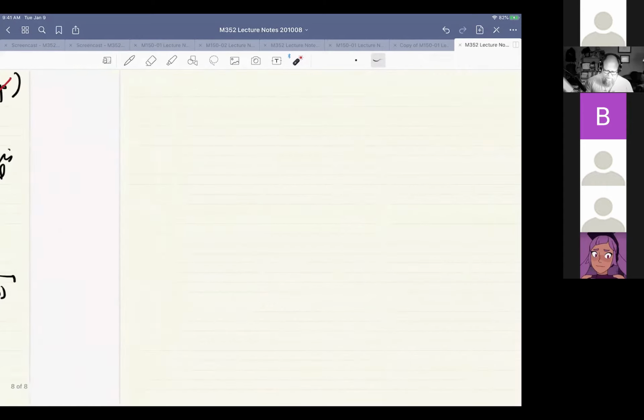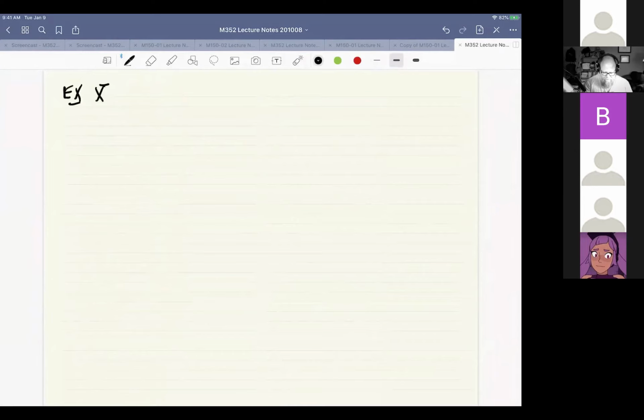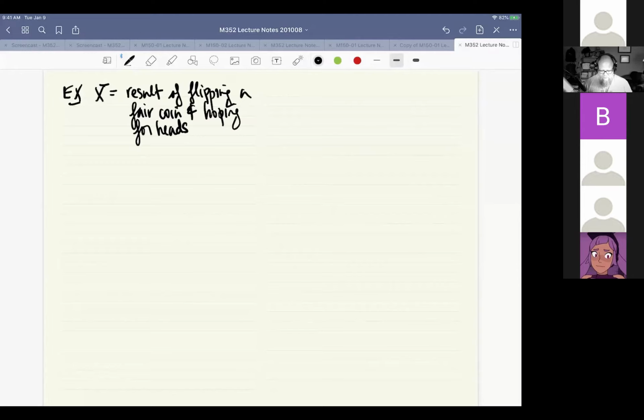Let's just calculate a couple things. Let's look at a fair die, or fair coin flip. So say X is the result of flipping a fair coin and hoping for heads. So success is you get heads, a failure is you don't get heads. Okay, so we're going to assign 1 to be the outcome for heads and 0 to be the outcome for the complement.